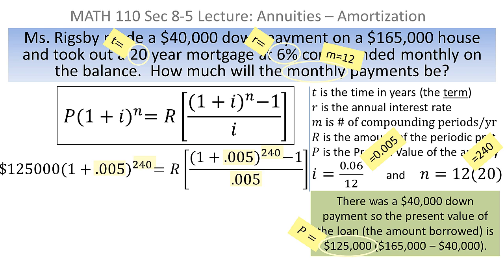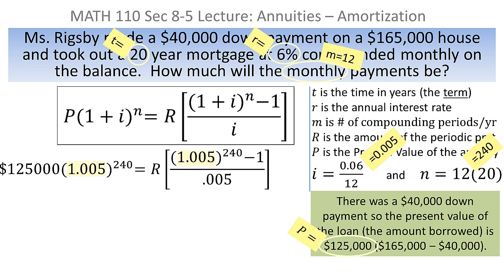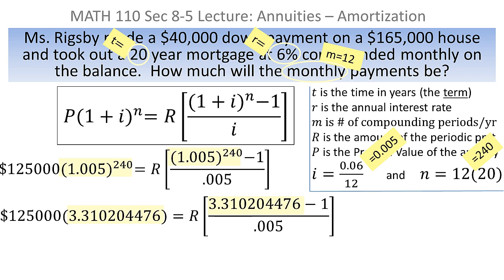So we plug those numbers into the formula, and now it becomes basically a calculator problem. If we add 1 to 0.005, we get 1.005, and then we have to raise that to the 240th power using the power button, the x to the y button on the calculator. If we do that, we find out that 1.005 to the 240th power is 3.310204476. It has to be plugged in two places. We can do that.